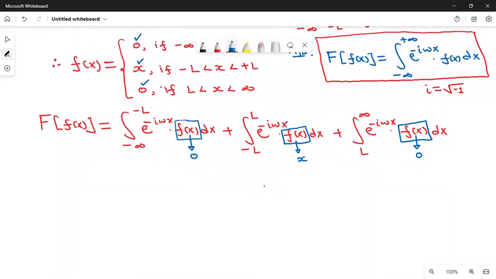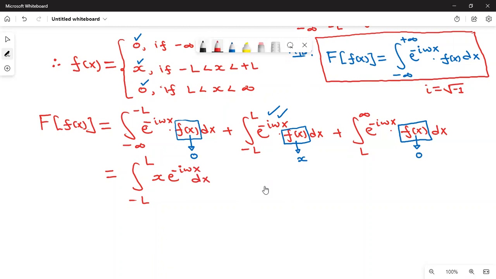I will only pick the second integral, because the others will be zeros. So this can now be written as the integral from negative L to positive L of x times exponential negative I omega x dx.